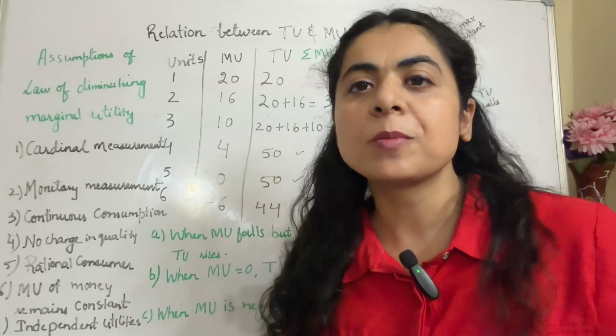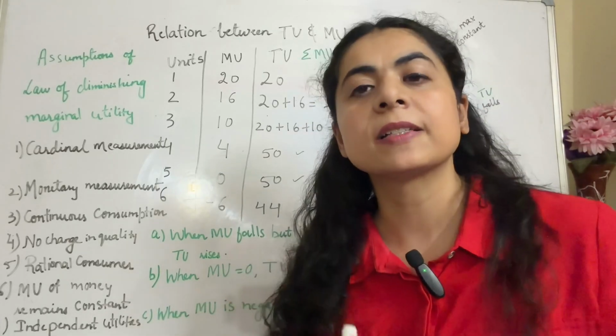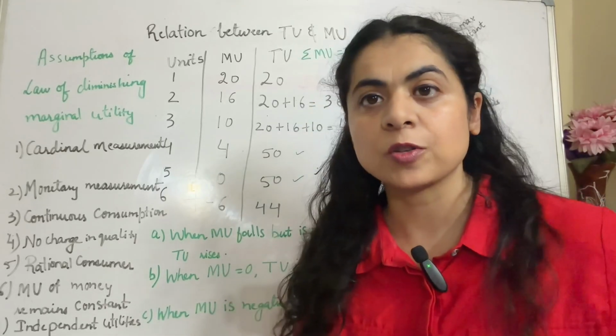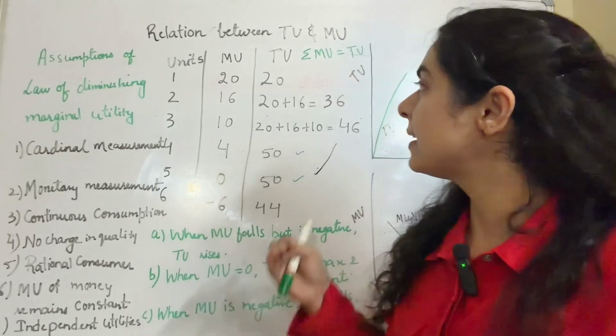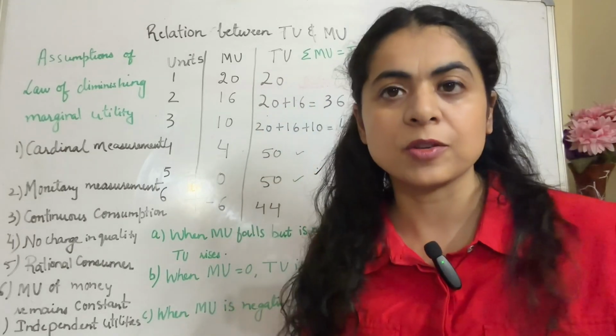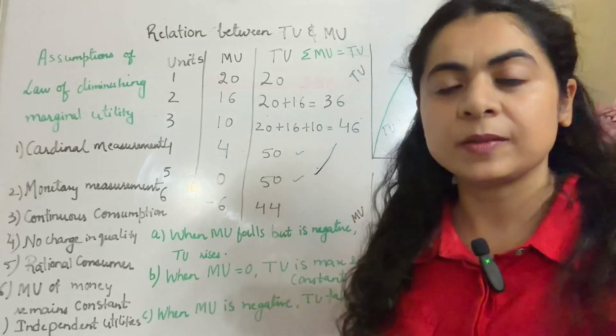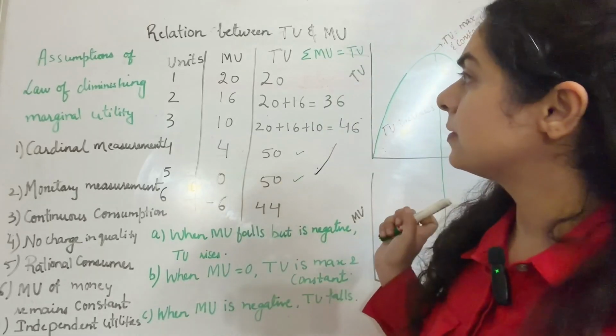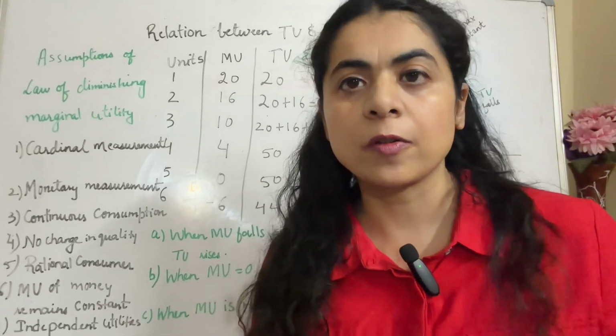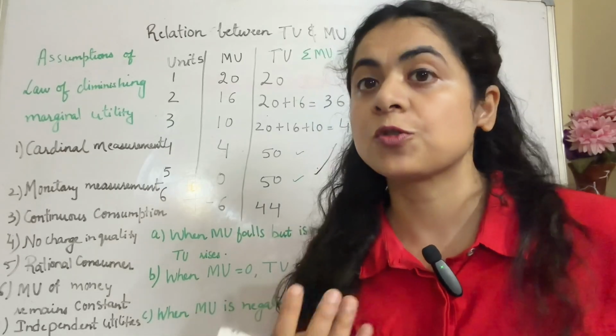Next is the law of diminishing marginal utility, which states that as the consumer keeps on consuming additional units of a good or service, the utility derived from each successive unit keeps on diminishing. I have already given you an example of a glass of water, which is applicable here also. So there are certain assumptions of this law of diminishing marginal utility which you should know.